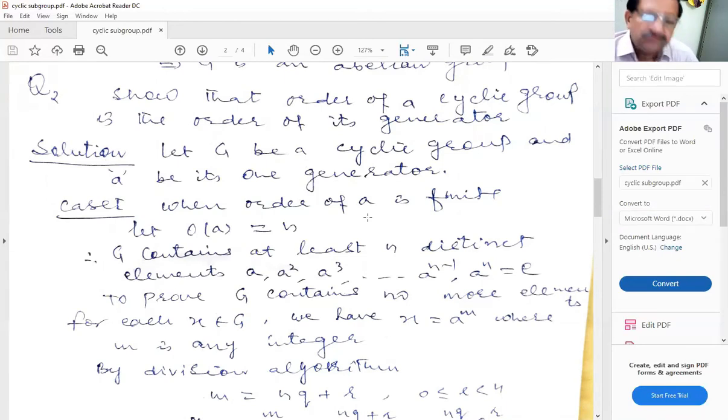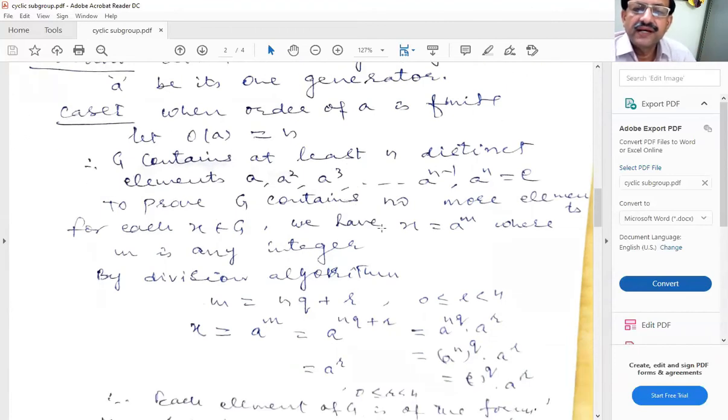To prove G contains no more elements, that is, there is no other element in the group besides these n. For each x belonging to G, we have x is equal to a raised to power m, where m is an integer, because we have assumed G to be a cyclic group generated by a from the start. So by the definition of a cyclic group, every element x of G can be written as x is equal to a raised to power m, where m is an integer.